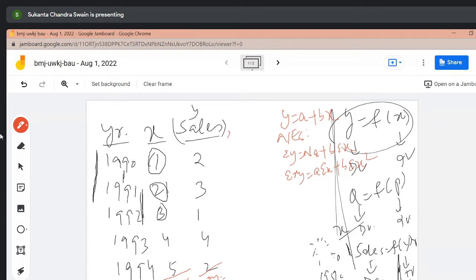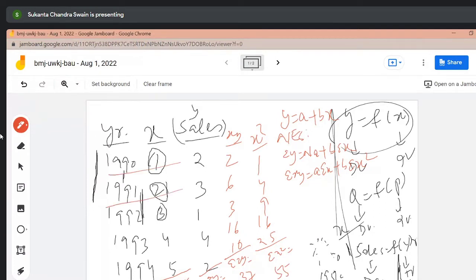One more column, xy: 2, 6, 3, 16, 10. 16 plus 10, 26, 29, 35, 37. Then x square: 1, 4, 9, 16, 25. Sigma x square is equal to 25, 50, 55. Okay, then n is equal to how many pairs are there? One pair, second pair, third pair, fourth pair, fifth pair.